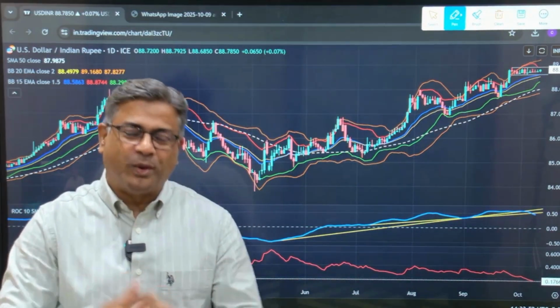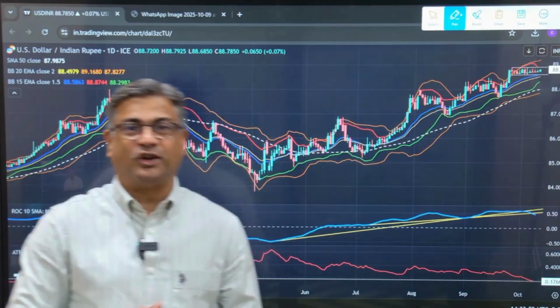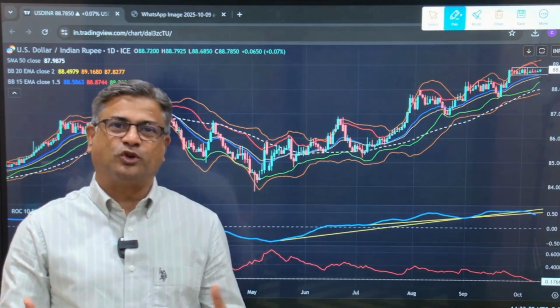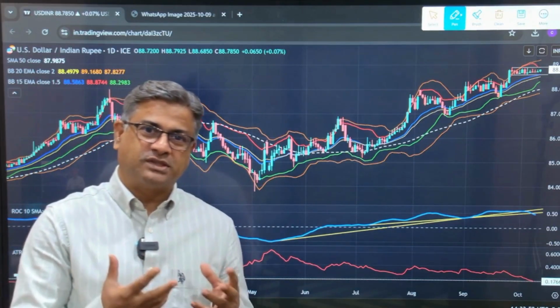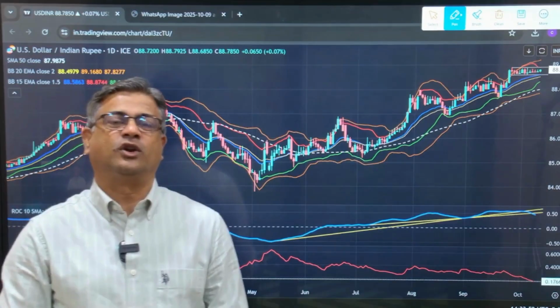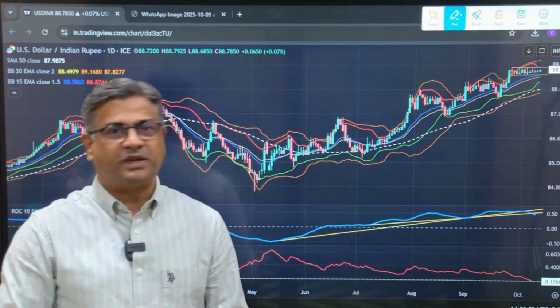Good afternoon everyone. Welcome to another session on dollar INR, and today I want to talk about dollar INR volatility and how we can use this volatility of dollar INR for our decision making purposes.